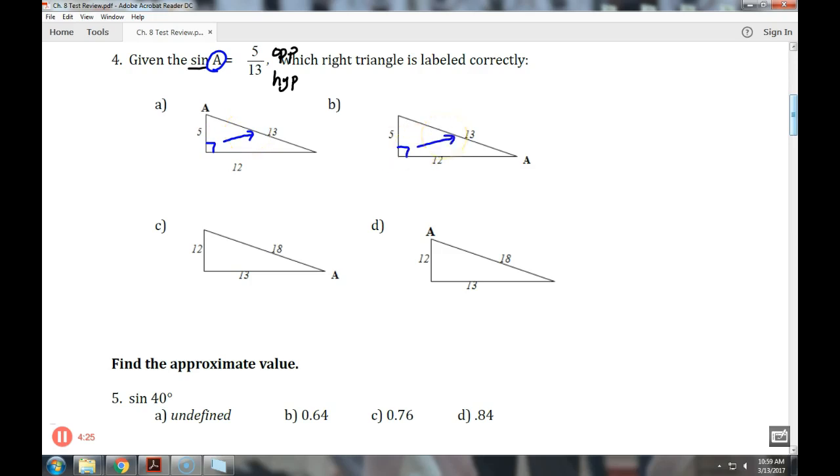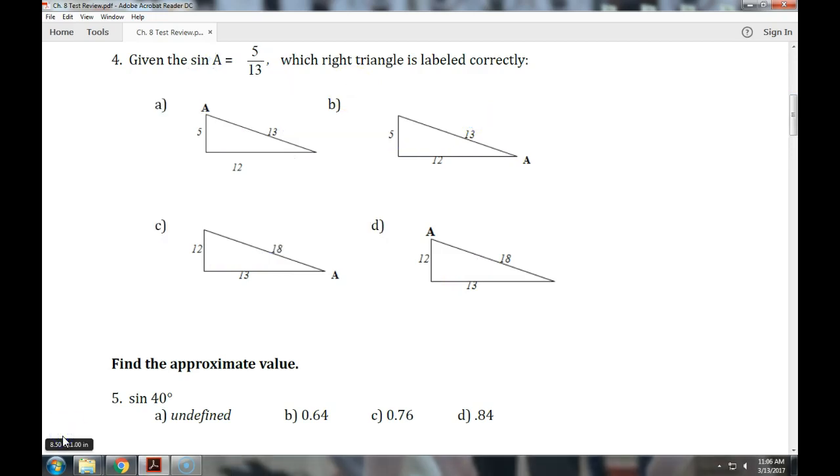This one has a hypotenuse of 13. This triangle does not have a hypotenuse, so it can't be C. This one does not, so it can't be D. So those two are out. I know it's either A or B. If my reference angle is A, if I stand on A, this would be opposite and this would be hypotenuse, but that would be 12 over 13, so it can't be A. It looks like it must be this one, because opposite would be 5 and hypotenuse is 13. So I believe for this one the correct answer would be B.